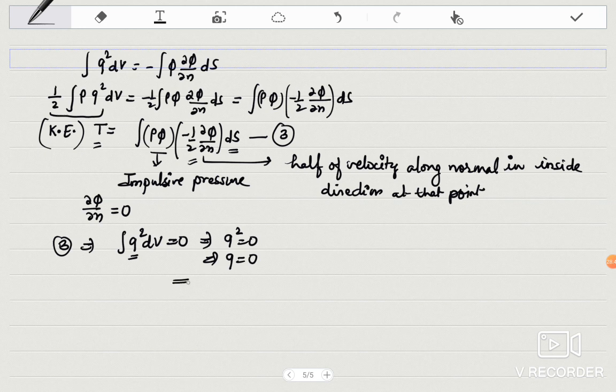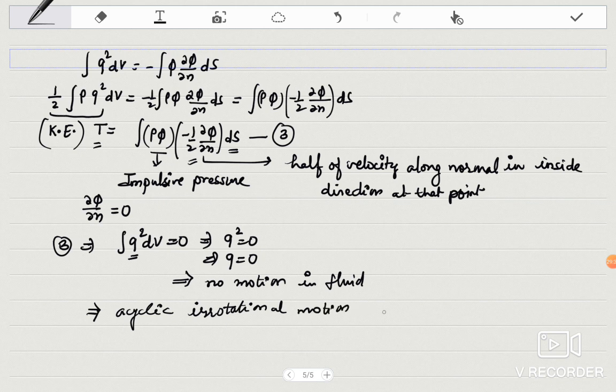And because q is 0, this implies there is no motion in fluid. So what was the corollary? It was saying that a cyclic irrotational motion is impossible. The motion is acyclic because we have used Green's theorem, and it is the condition of Green's theorem that your phi should be single valued. So your motion is acyclic. Secondly, phi was representing velocity potential, so motion is irrotational as well. So what we got is that a cyclic irrotational motion is impossible.